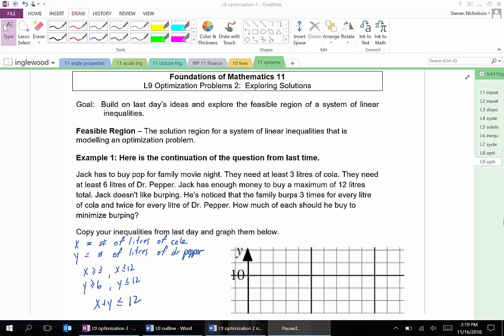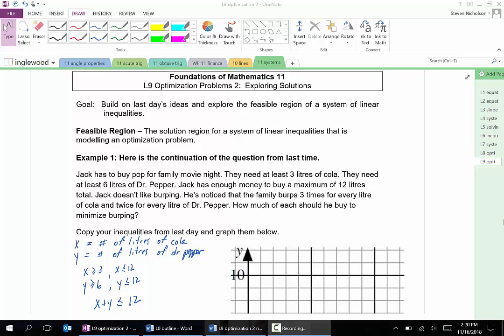Lesson 9 builds on optimizations from last day. Today we're going to focus on exploring solutions and solution regions, again, also called feasible regions. What answers are feasible? Feasible is the solution region for a system of linear inequalities that is modeling an optimization problem.